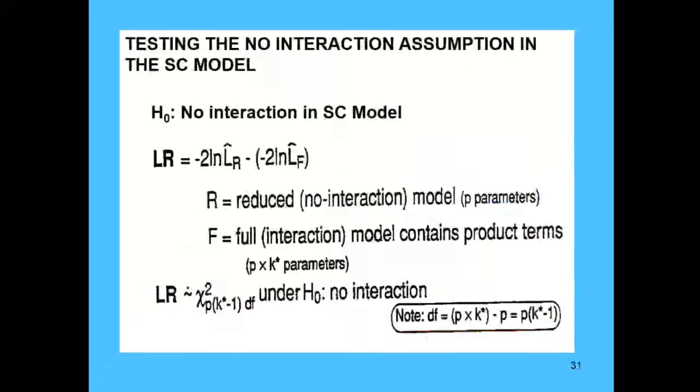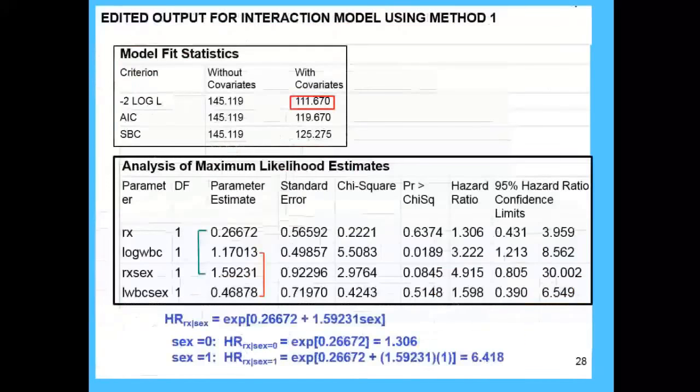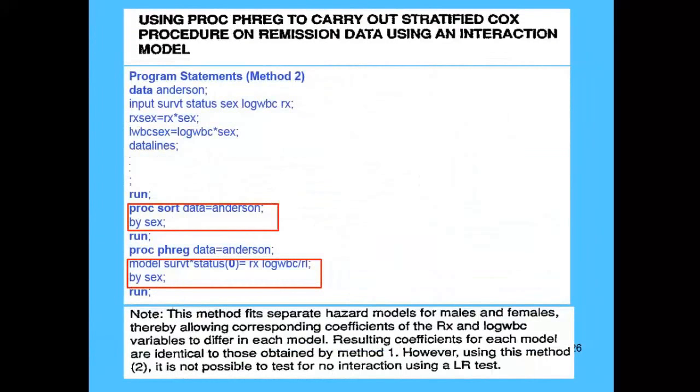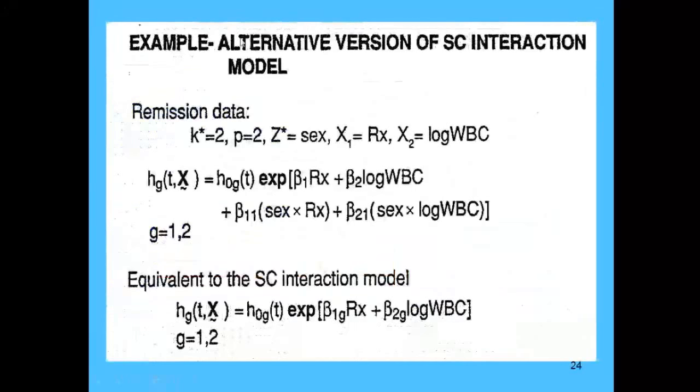Well, let's go back to that model. This is the interaction model. This is one way of writing it. This is the other way of writing it. Okay. Now, how do you go from the interaction model to the no interaction model if you're starting with the interaction model? What do you have to set equal to 0 in the interaction model to get the no interaction model?